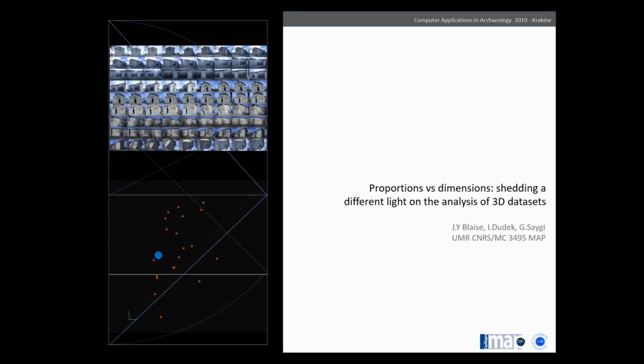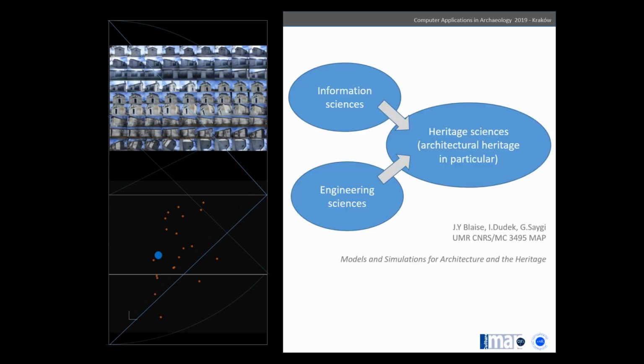So, the experiment I'm presenting to you today was conducted with my colleague Iwona Dudek, and a postdoctoral student called Gamze Saygi, in a research unit that is called MAP. Very briefly said, MAP works more or less like that. Take some information sciences, take some engineering sciences, apply it to heritage sciences, and in particular to the architectural heritage. Now, I will be a bit more precise than that.